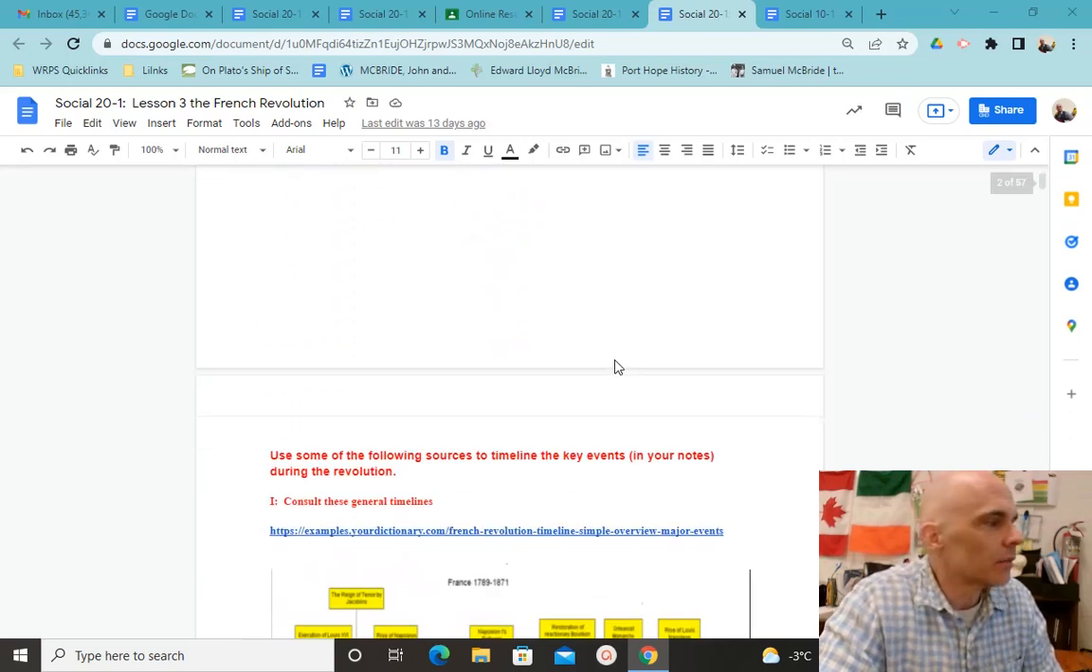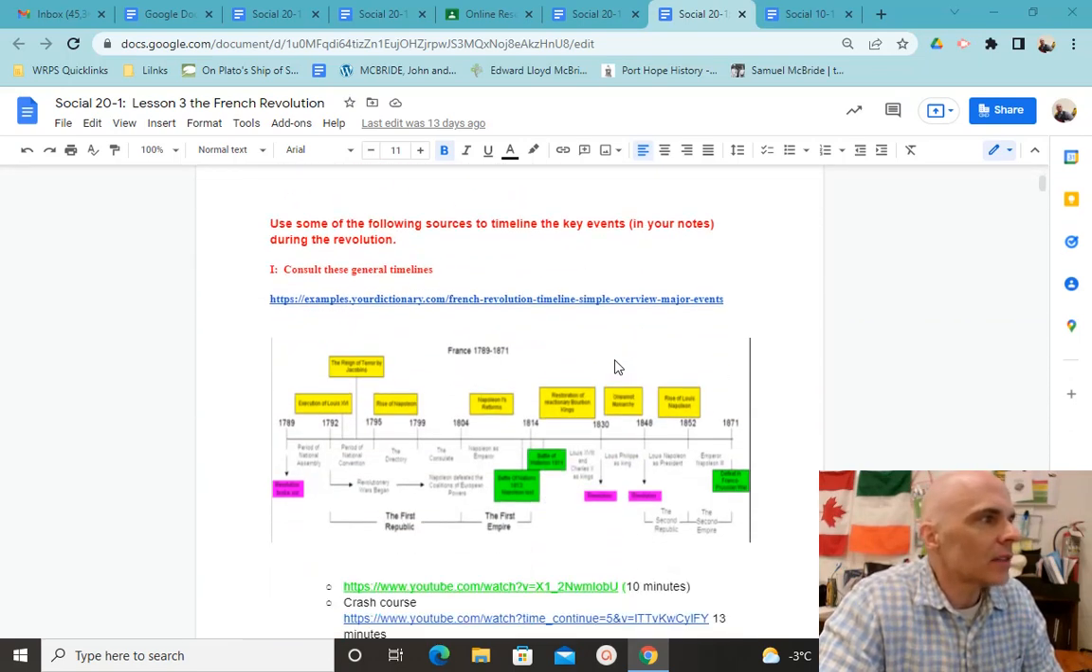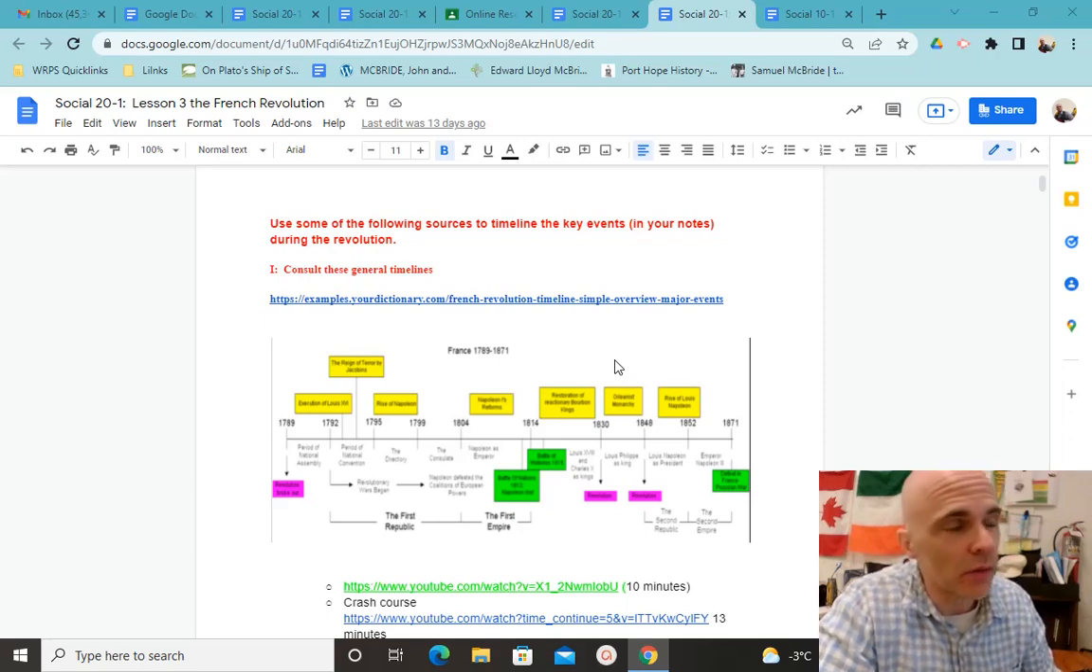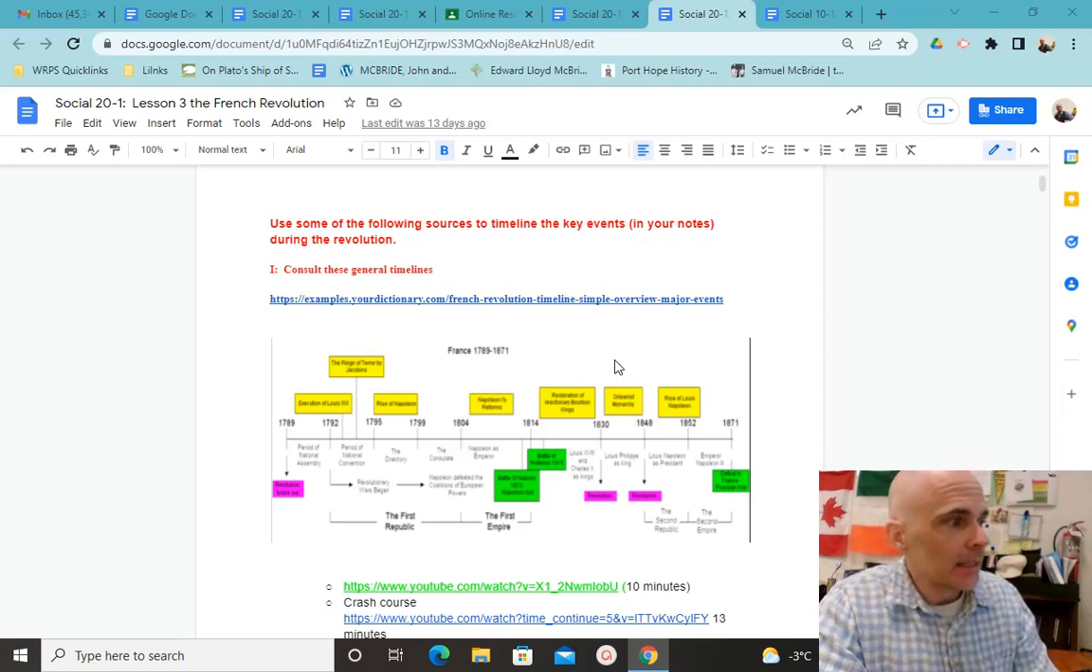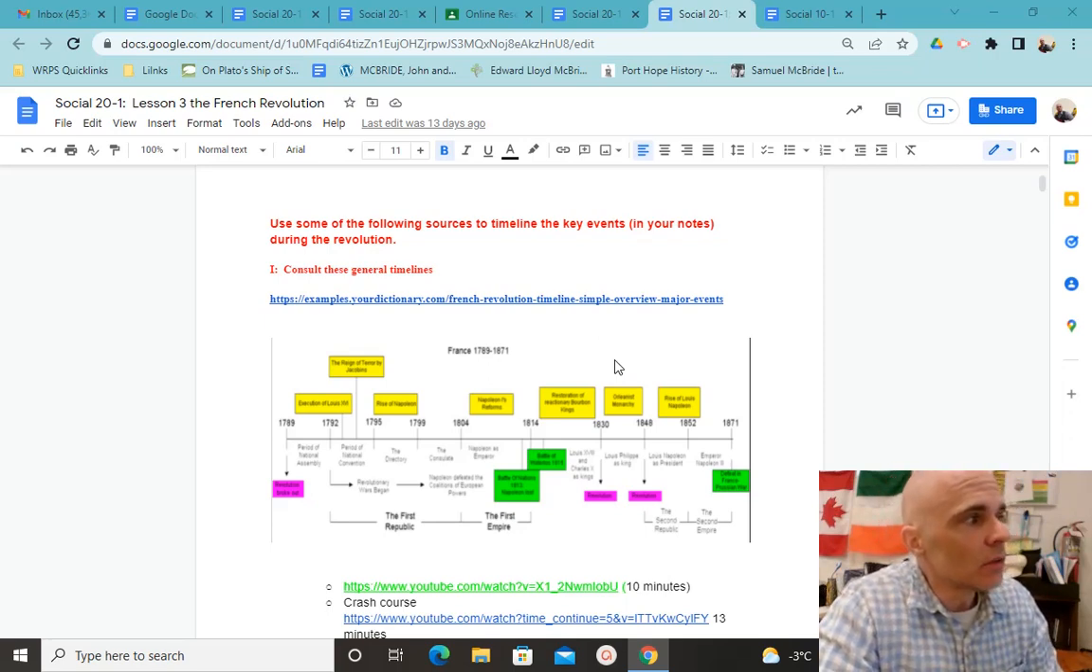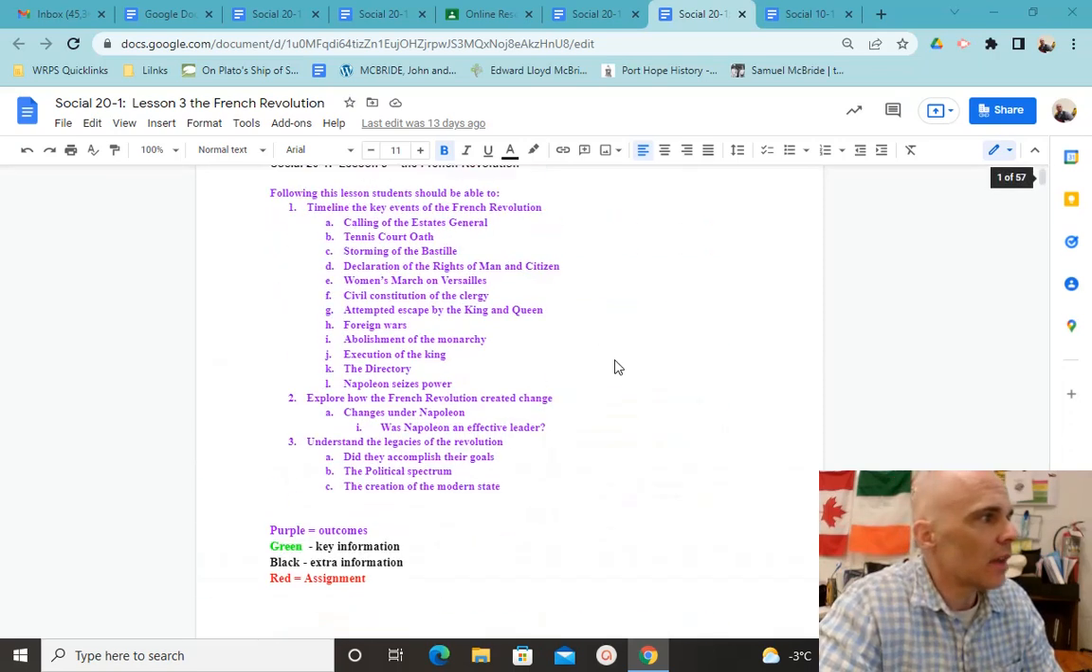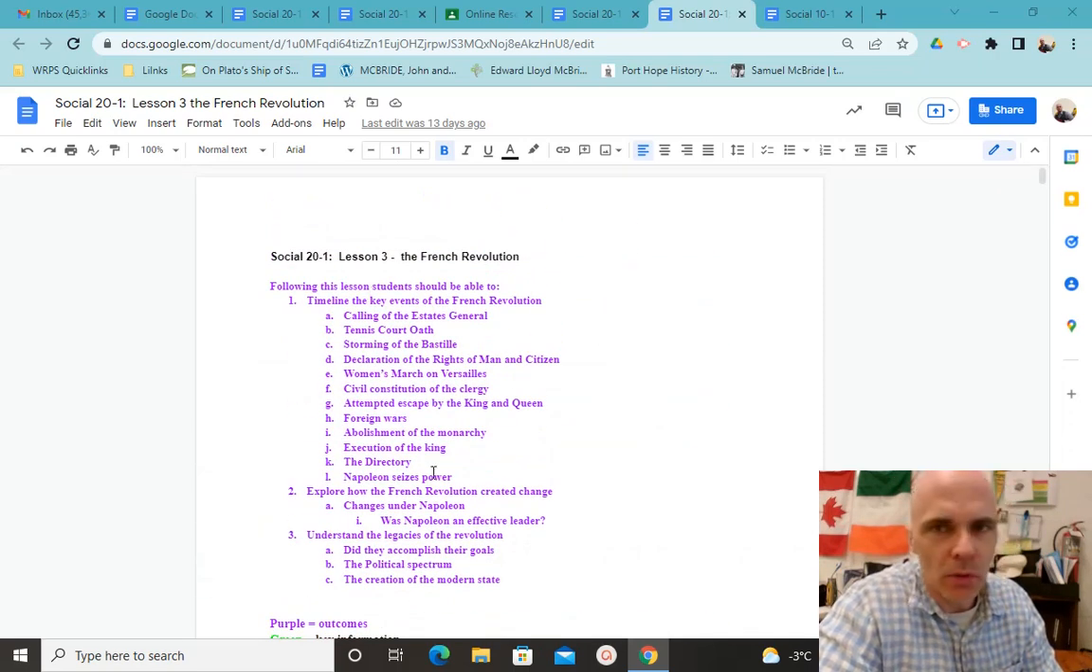So let's get started. In the past, we've already constructed our idea of what were the causes of the French Revolution. Today, we're going to need to create a timeline of the major events. And to help you with that, I've identified the major events in purple here.